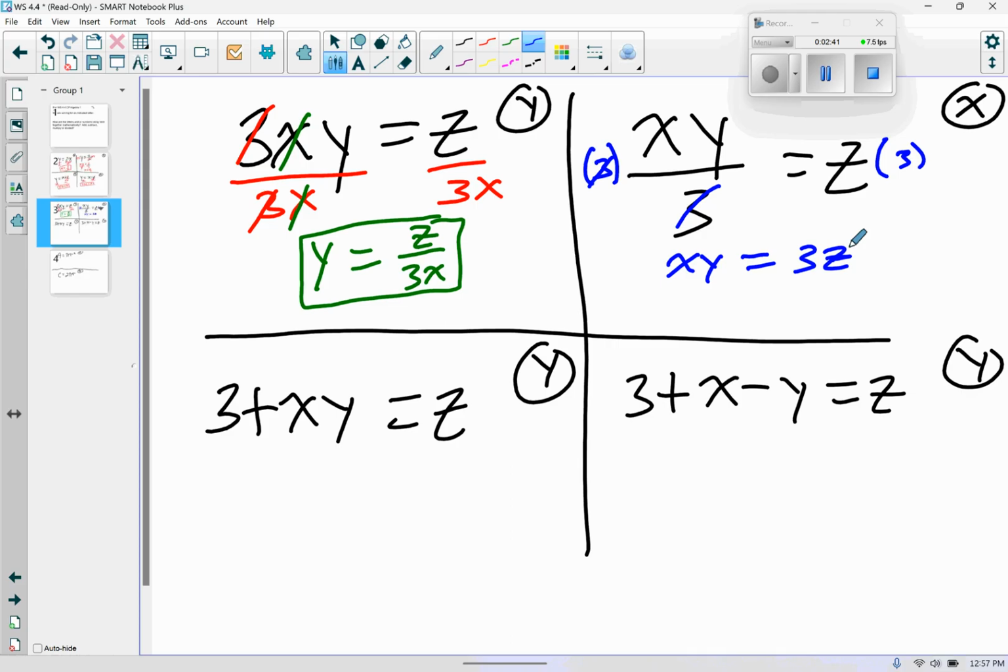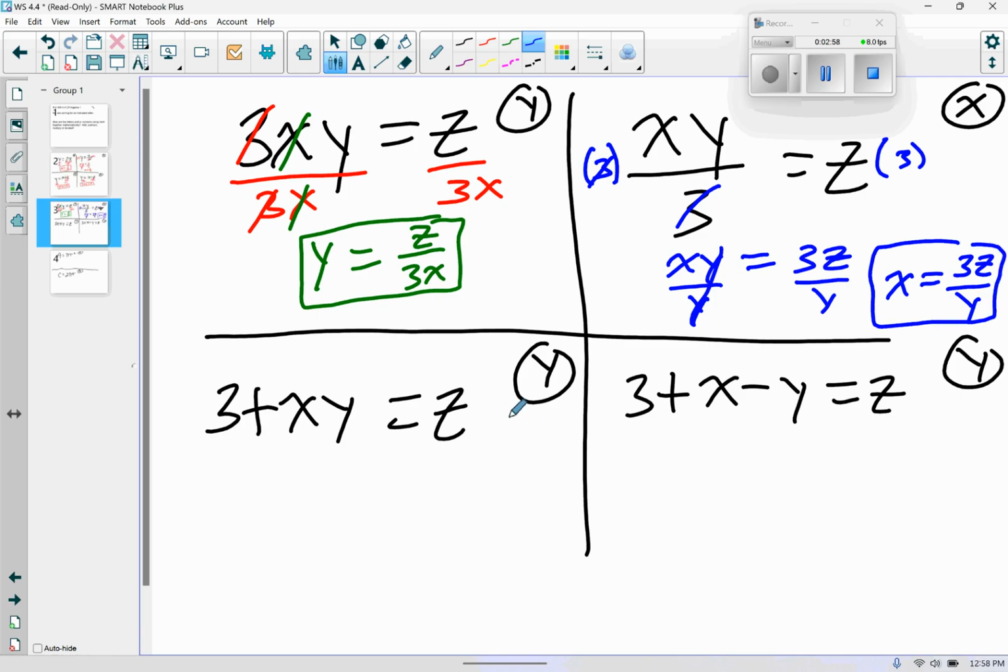And then, so xy equals 3z. Well, I want x by itself. Well, x and y are being multiplied, so you use division to get x by itself. So there's your answer. X equals 3z over y.